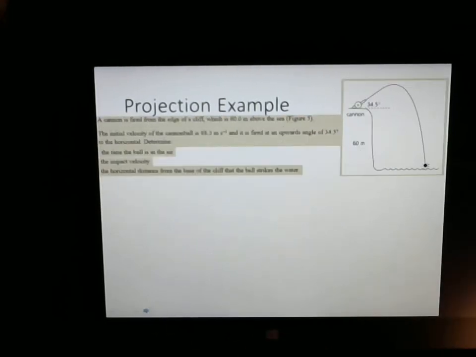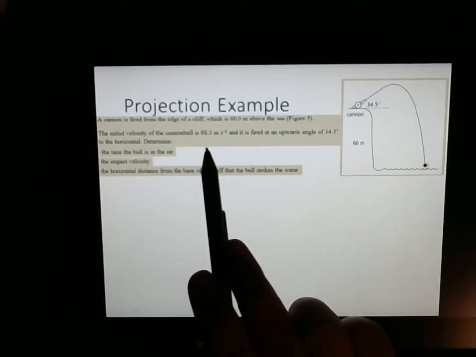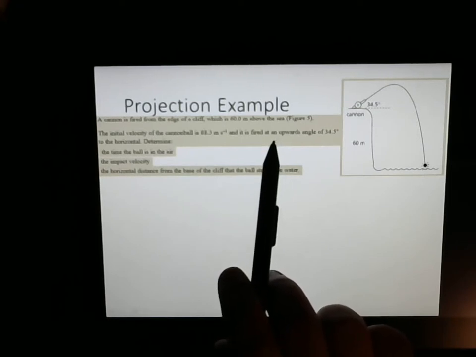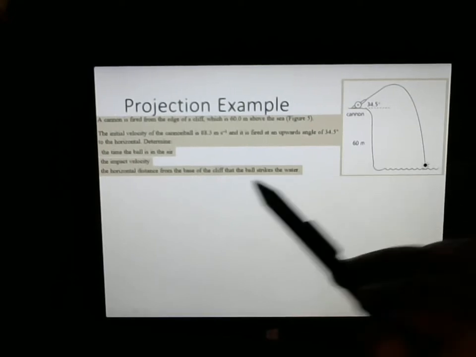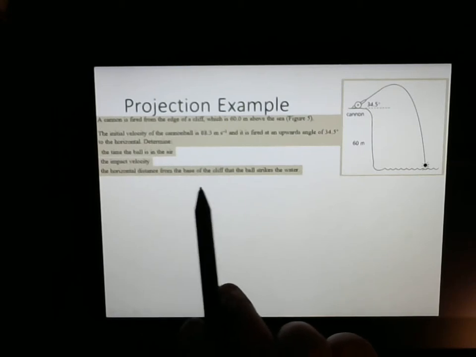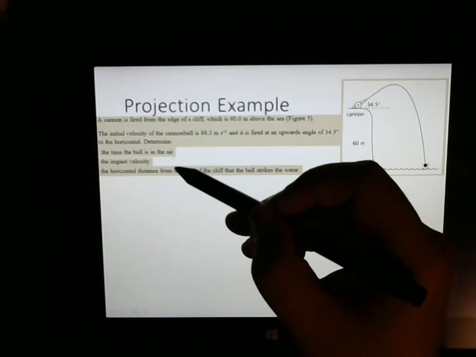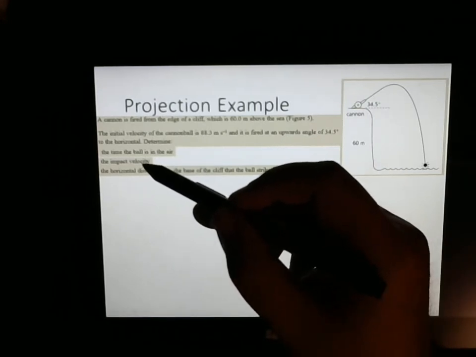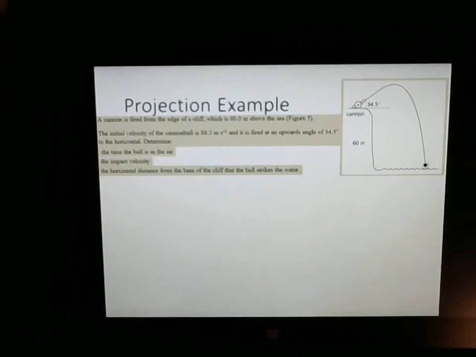The other example we have here is when something is not on the same height. So a cannon is fired from the edge of a cliff, which is 60 meters above the sea. We can see that there. The initial velocity is 88.3. It is fired at an angle of 34.5. Determine these things: how long it's in the air, the impact velocity, and how far from the cliff. Now, this last bit is going to be the easiest bit once we know its horizontal movement and how long it's in the air. So we're going to need this bit to work out this. And to work out this, we're going to need to work out our two velocities, and that will give us that there. So let's break this down a little bit.